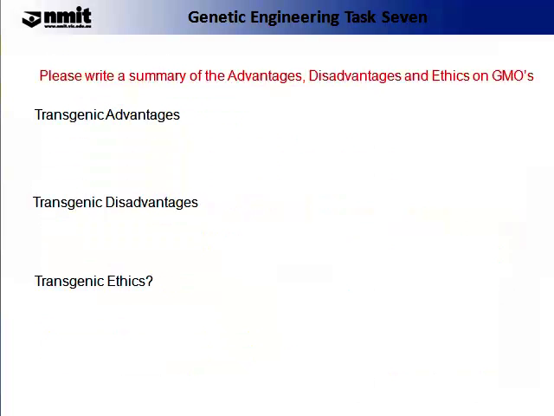And this brings us to our final task, Task 7. Please write a summary of the advantages, disadvantages and ethics as you see them on genetically modified crops. You will note there is no direct reading or video link for this task. However, all the information that has been presented to you in this series of lectures can be used to draw on for your answers and integrate your own thoughts and discussions.